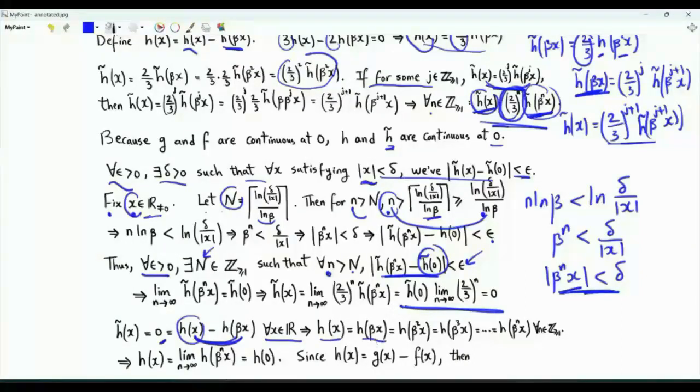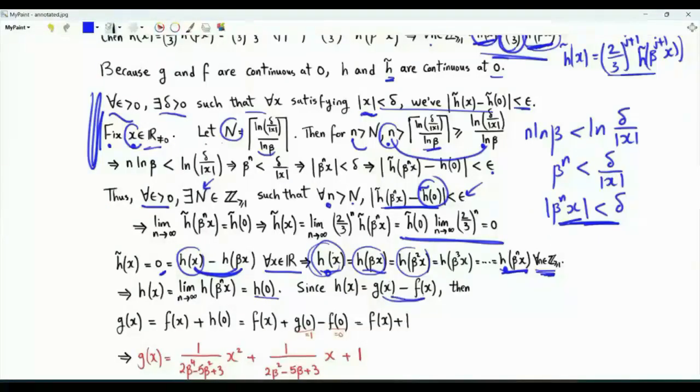H of x is equal to h of beta x. Replace x on both sides by beta x. H of beta x is equal to h of beta squared x, and so on. Like above, we can use induction to show that h of x is equal to h of beta to the n times x for every positive integer n. We also have that function h is continuous at 0. We can take the limit of both sides as n tends to infinity. The left-hand side is h of x. The right-hand side, by an argument similar to here, is h of 0.